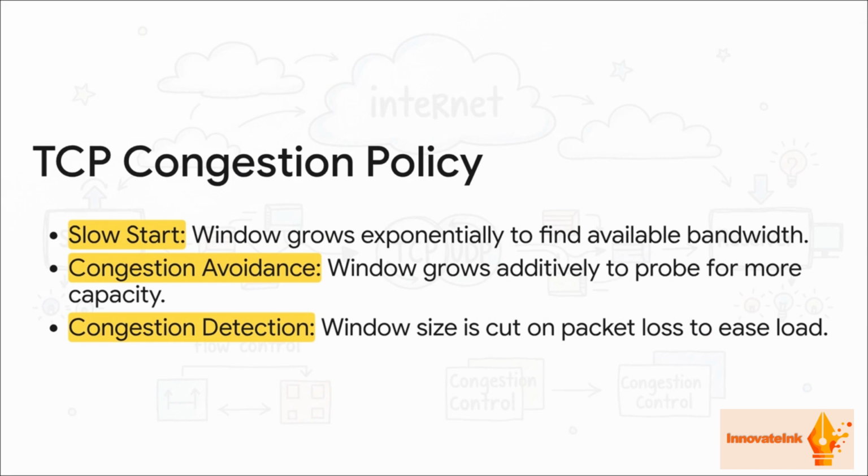TCP has this brilliant adaptive strategy for this. It kicks off in slow start, where it basically floors it, exponentially increasing its sending rate to quickly find out how much room there is on the road. Once it hits a certain point, it switches to congestion avoidance, where it eases up and grows slowly, just kind of tapping the gas to see if there's any more space. But if it detects a traffic jam, which usually means a lost packet, it hits congestion detection, slams on the brakes by slashing its sending rate, and then very carefully starts the process all over again.